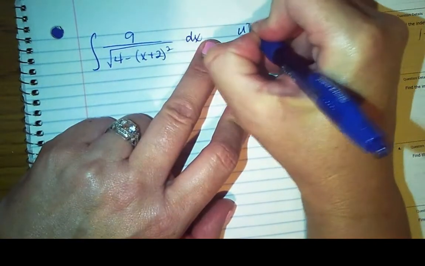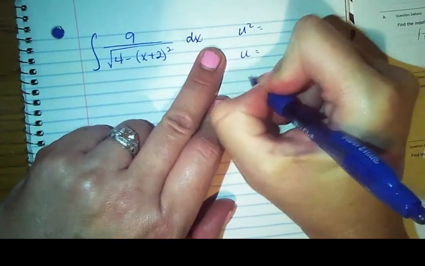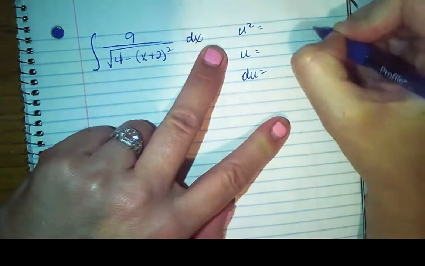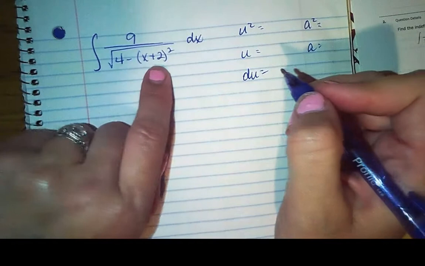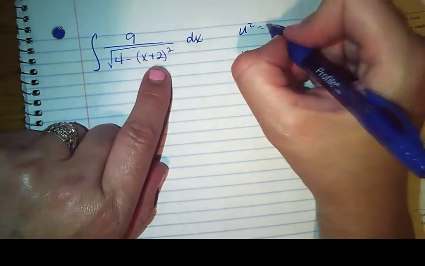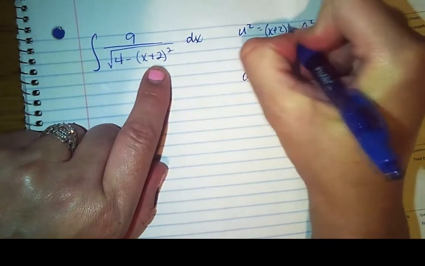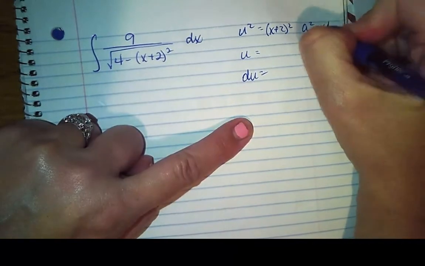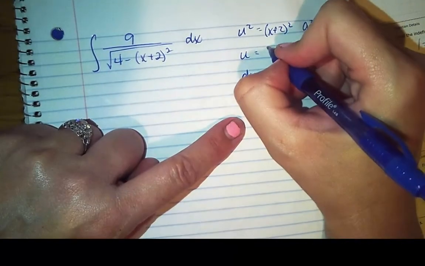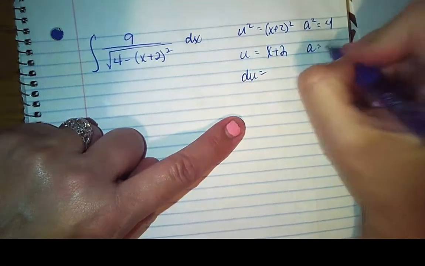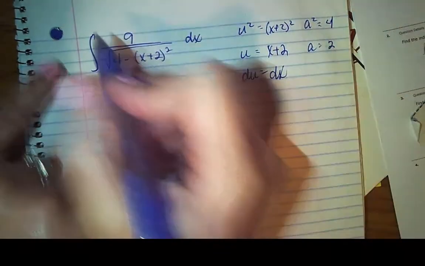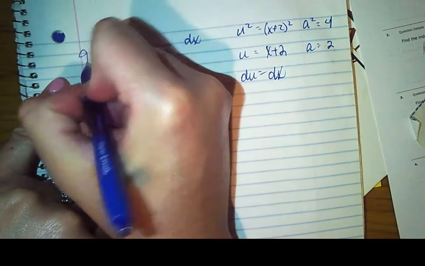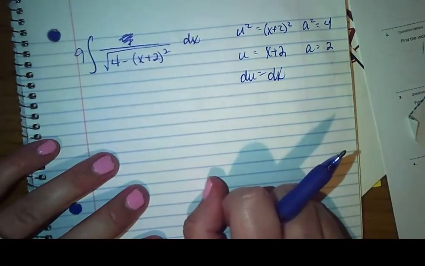So I've got a u squared, a u, a du, an a squared, and an a. So my u squared is your variable, so it's (x plus 2) squared. My a squared is 4. So then drop it down. This is just x plus 2, this is 2, and this is 1 dx. Well, I have 9 dx. Well, who cares? Look, now the 9's gone. Okay, so now I got everything I need.